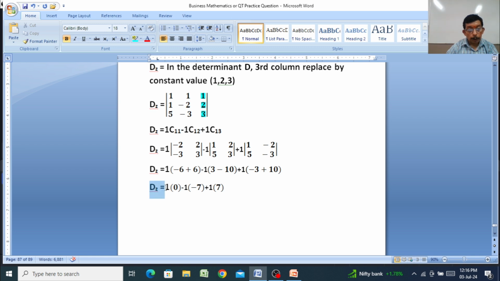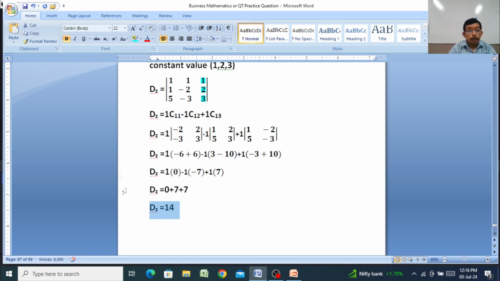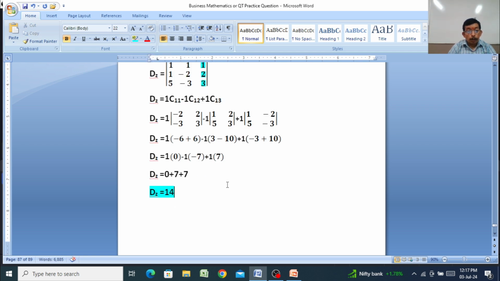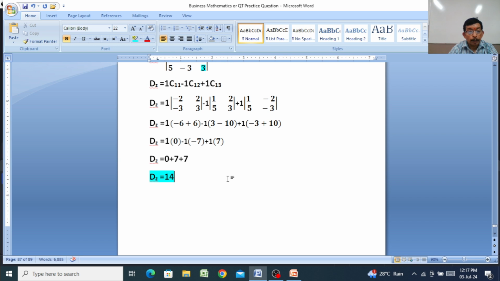So dz is equal to 0 minus, plus 7 with the 7, so the value of dz is 14. Now we find the values of x, y, z.